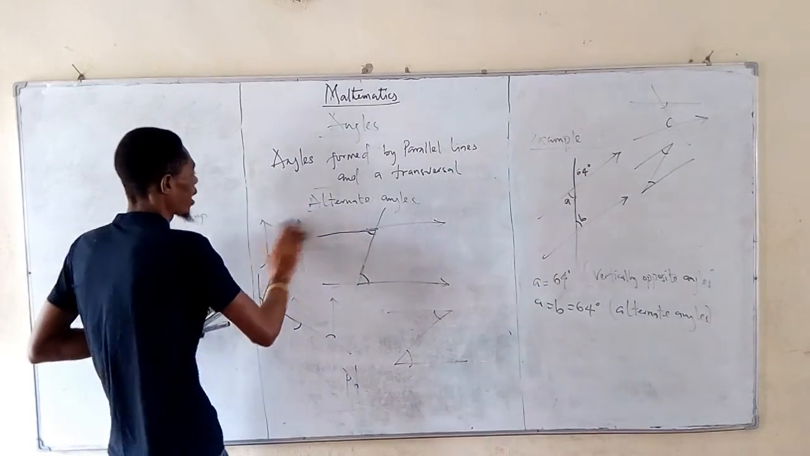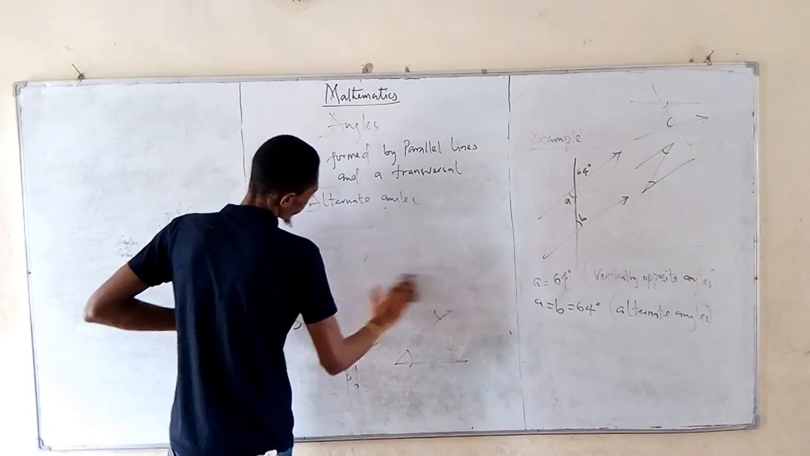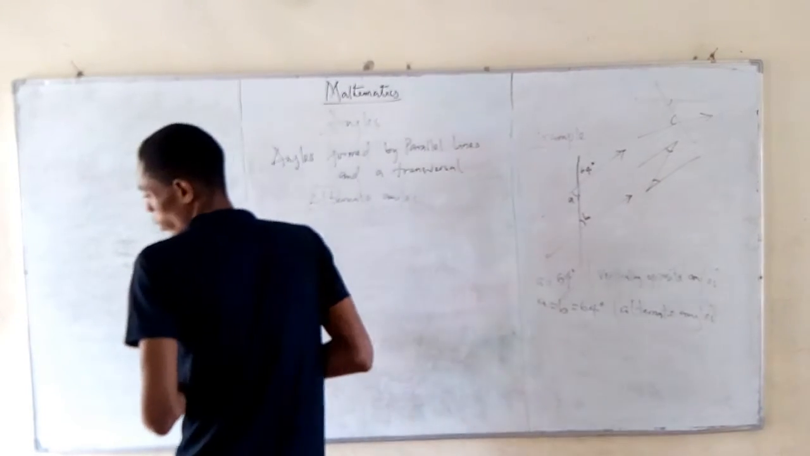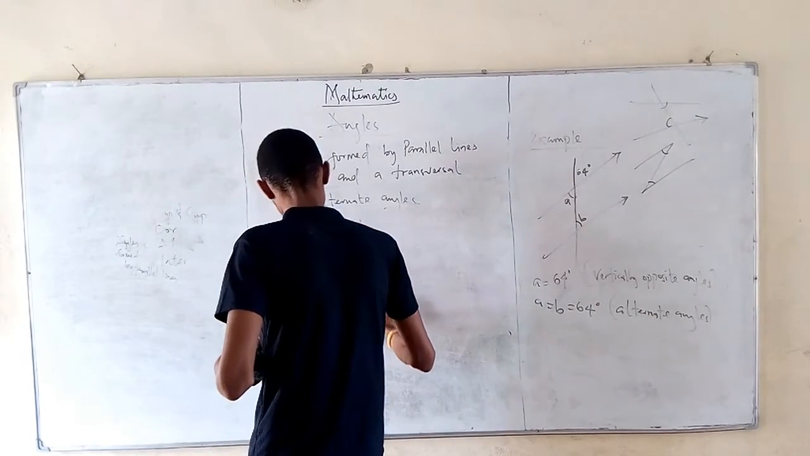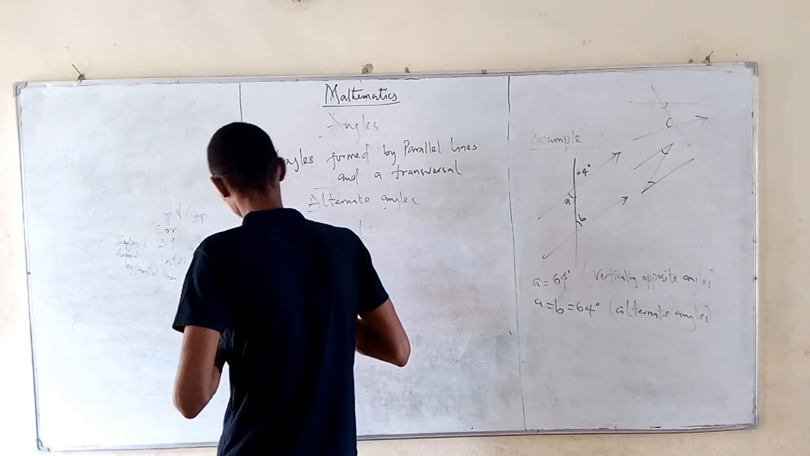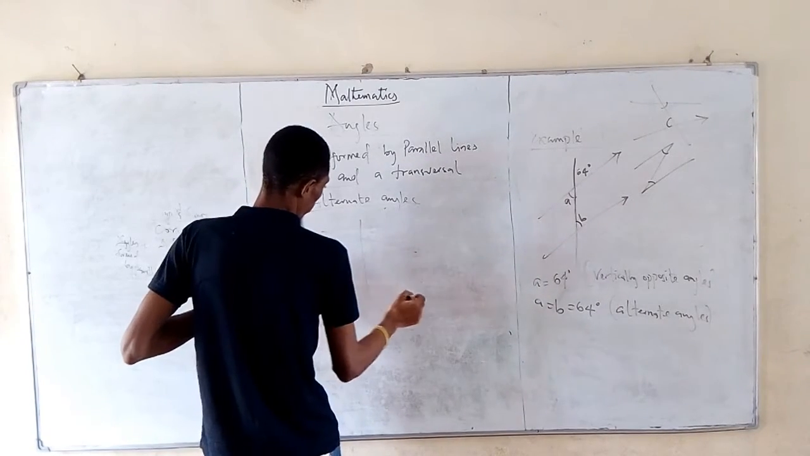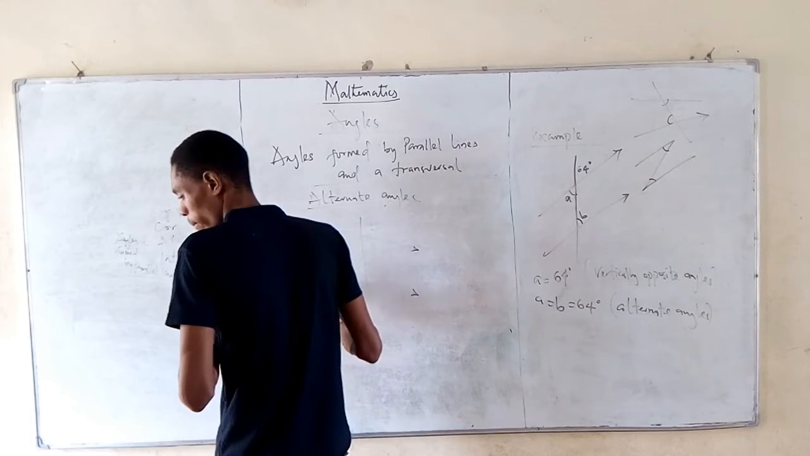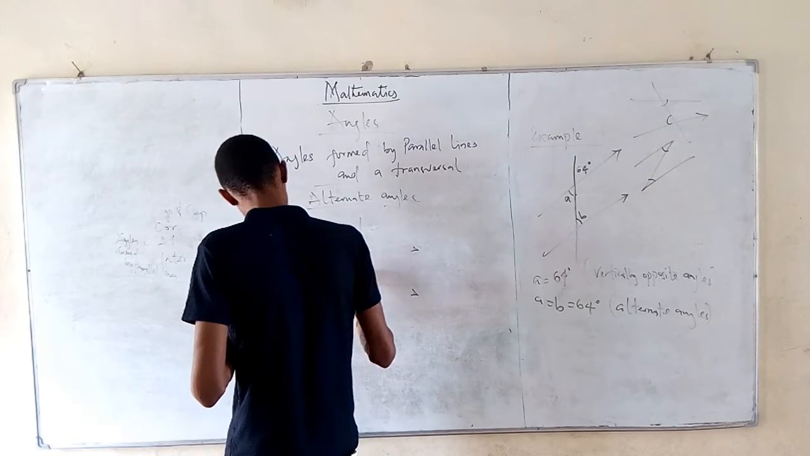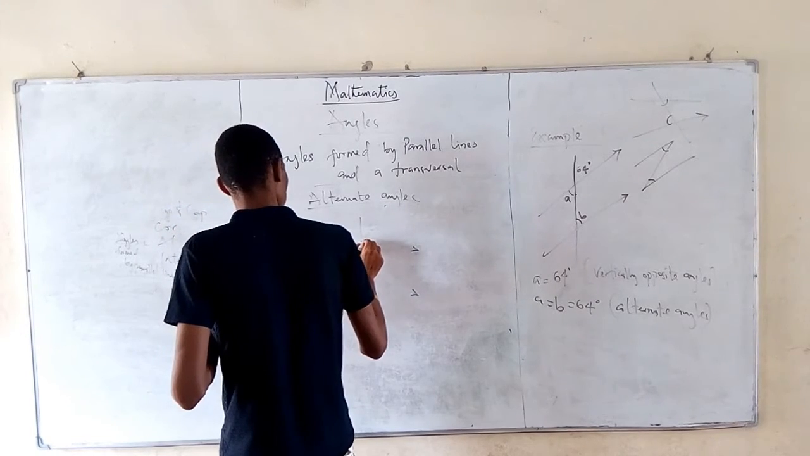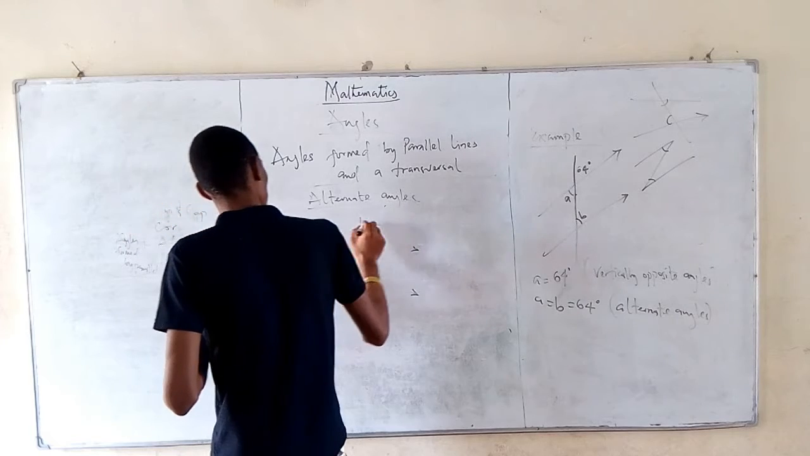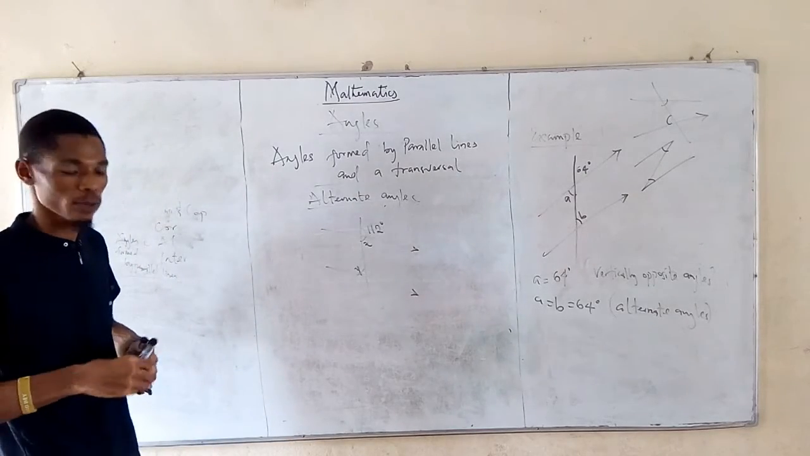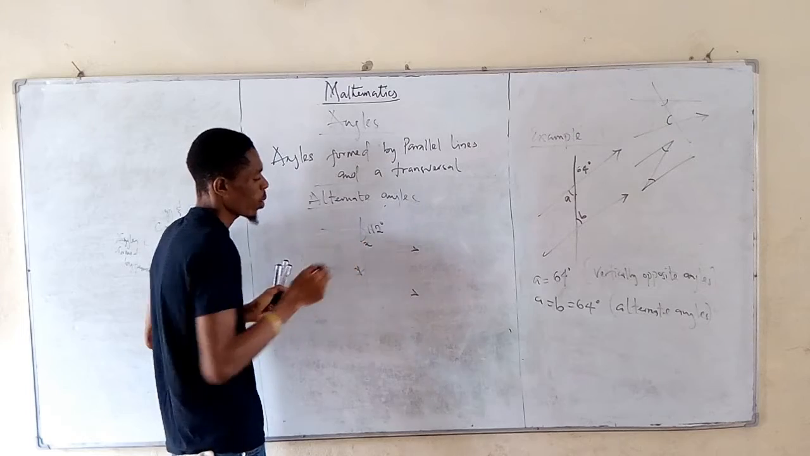Let's quickly treat another example. I have a straight line like this and parallel lines go this way. And this is Y, this is X, and this is 112 degrees. This is another example. Find the marked angles. If this is x, this is y, this is 112 degrees.